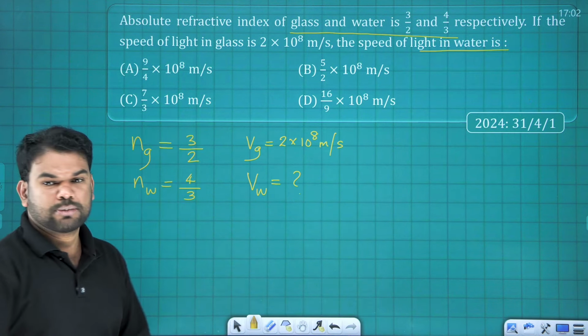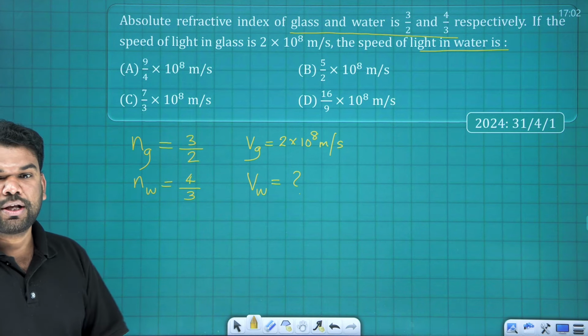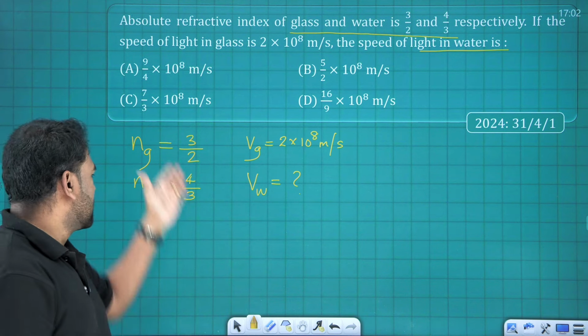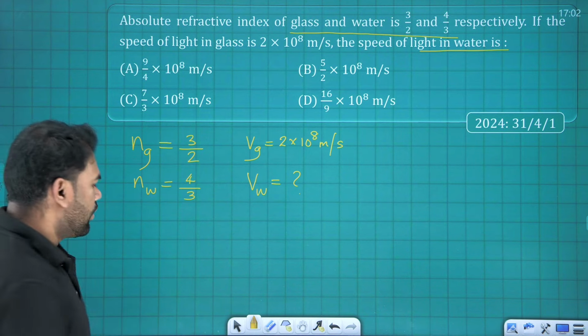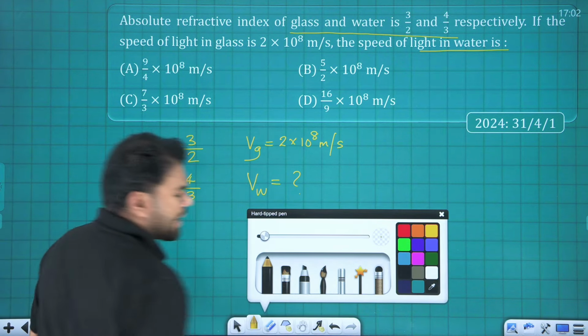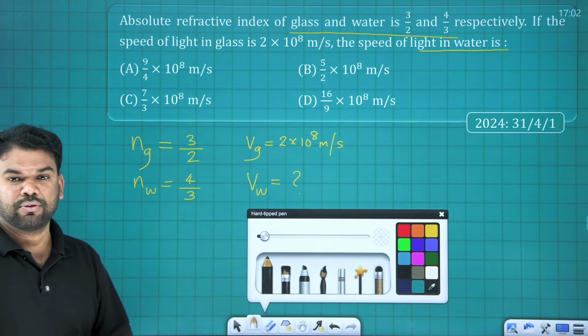So we need to find out the speed of light in water. There are different ways to find this out. If you want, you can first find out the speed of light in vacuum using any one of the given values. You know that n equal to c by v. Or directly, without finding the c value, we can find it using our relative refractive index concept.